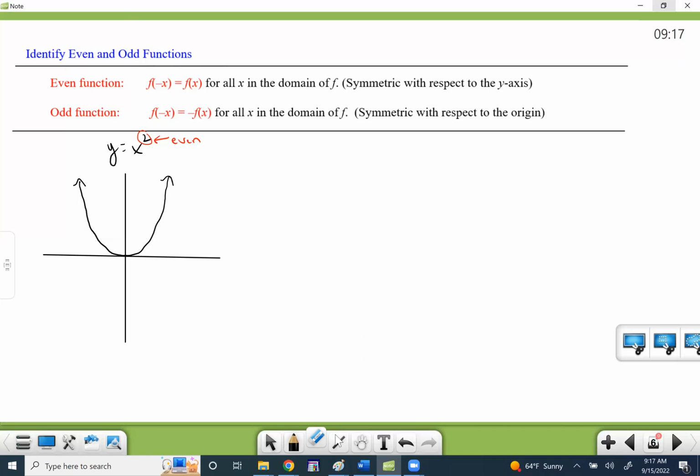All right, and then similarly, if all of the exponents are odd on a polynomial or rational function, right? We already know this example, bring it back again.